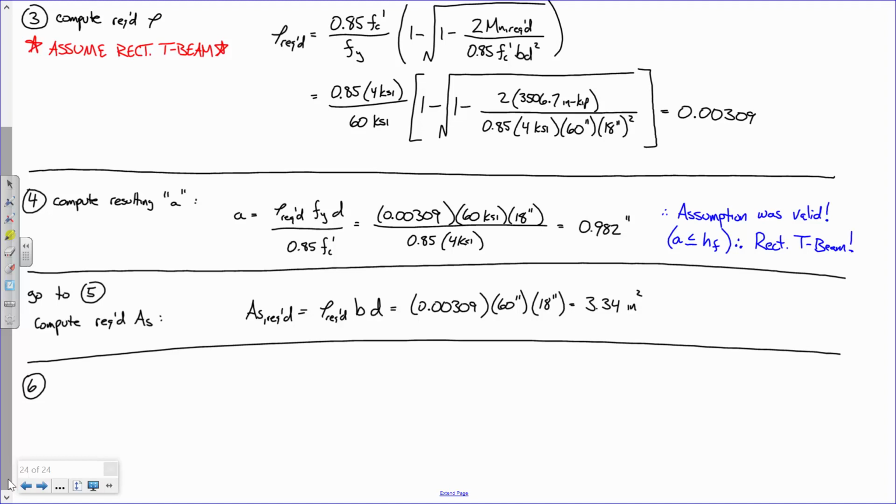Yes? What's that? Not for this, because that would only be for the slab, and we don't need to worry about that for this. Give me one second.